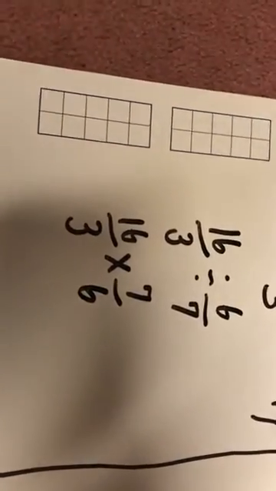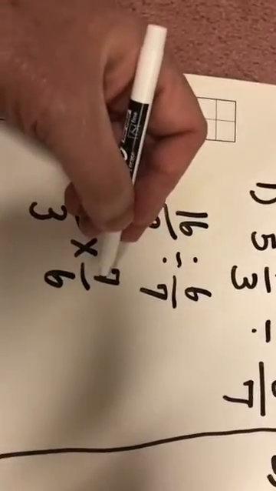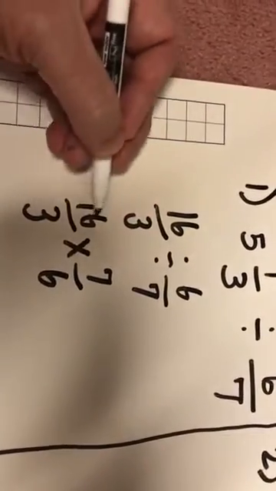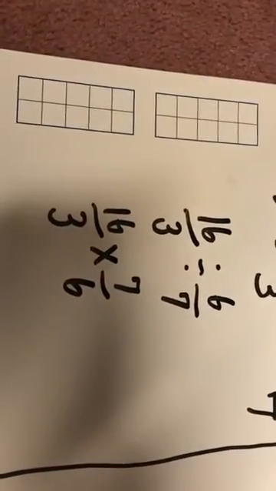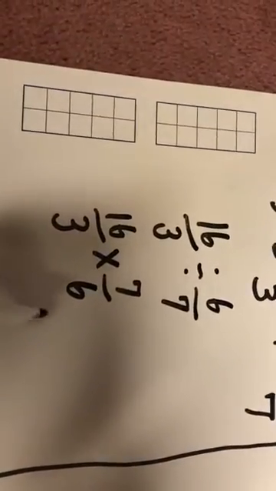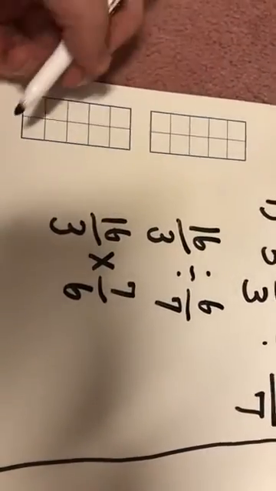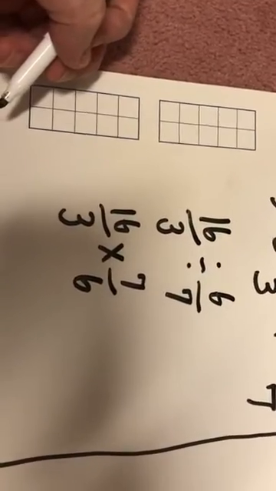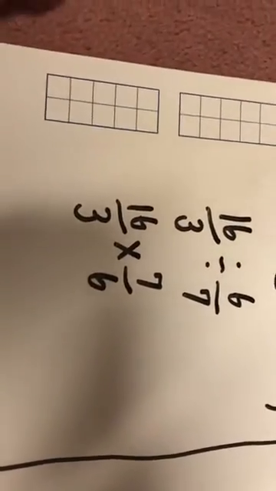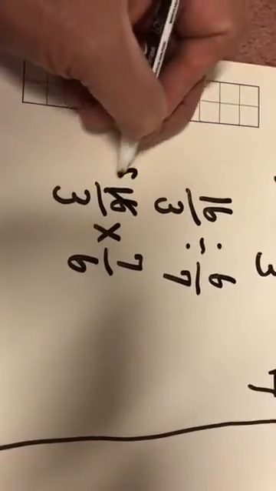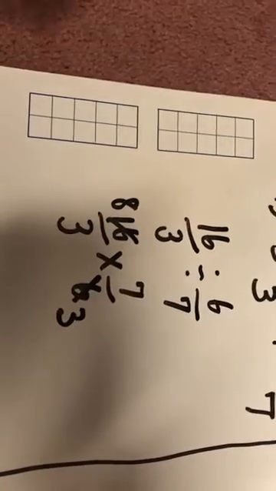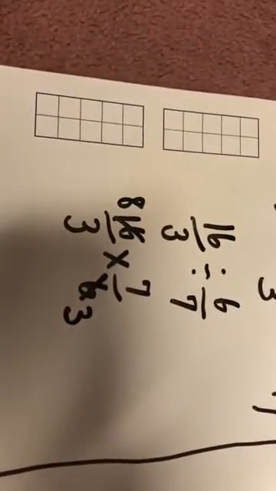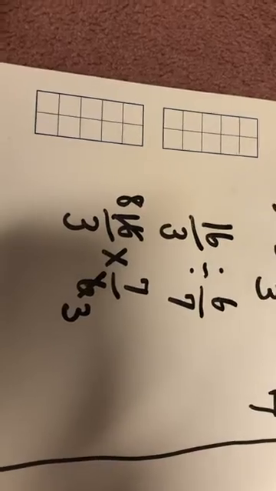Now it tells me to cross-check. When I look at the 3 and the 7, remember we cross-check this way and that way. So when I cross-check the 3 and the 7, there is not a number besides 1 that can go into both 3 and 7. When I think about the 6 and the 16, I think, well, those are both even numbers, so they can both be divided by 2. So when I divide them by 2, 16 divided by 2 is 8. 6 divided by 2 is 3. And I'm thinking 3 and 8 is as low as it can go because no number besides 1 can go into both 3 and 8.